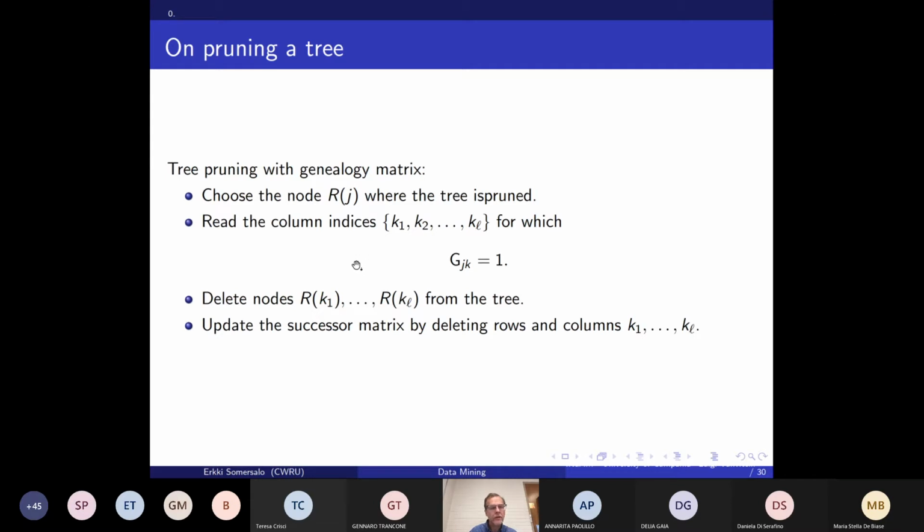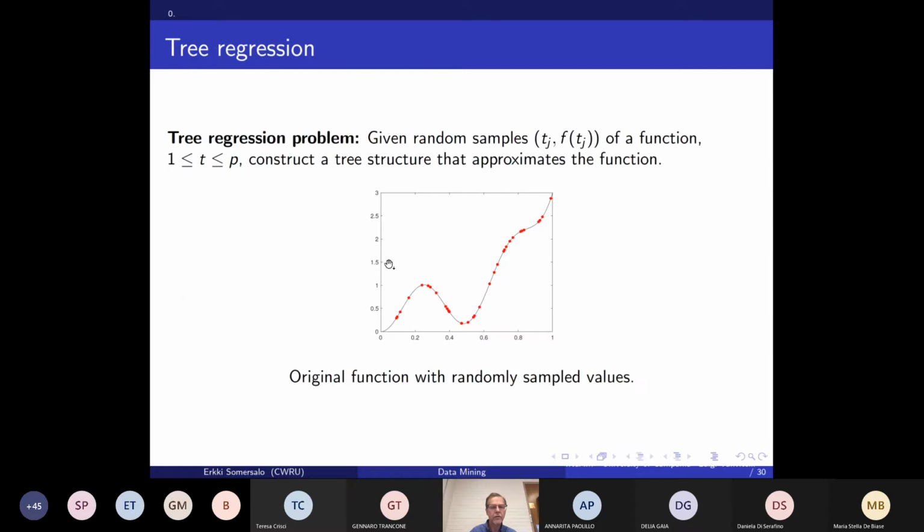Okay, so rather than going into the numbering issues of the nodes, I will go to another topic, which is tree regression. Tree regression means that, in the sense of statistics, we are doing an approximation of a function which is partially known. Suppose in one dimension. One dimension is rather easy because you can always look at the data, but this helps you to understand what we are doing.